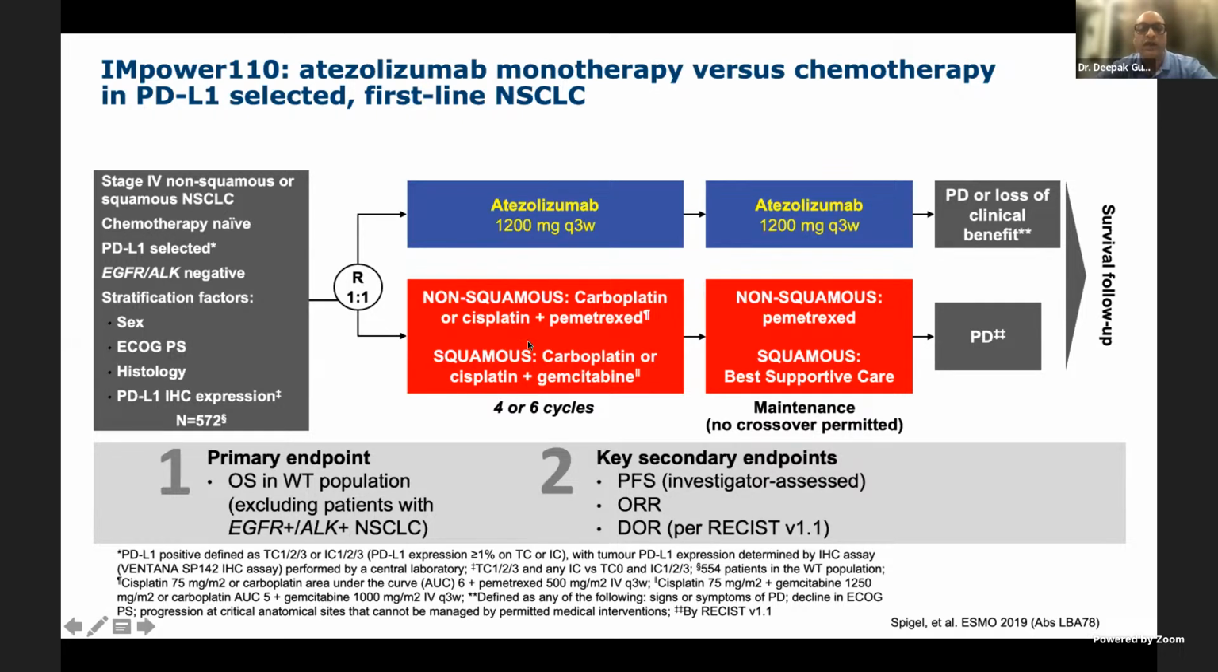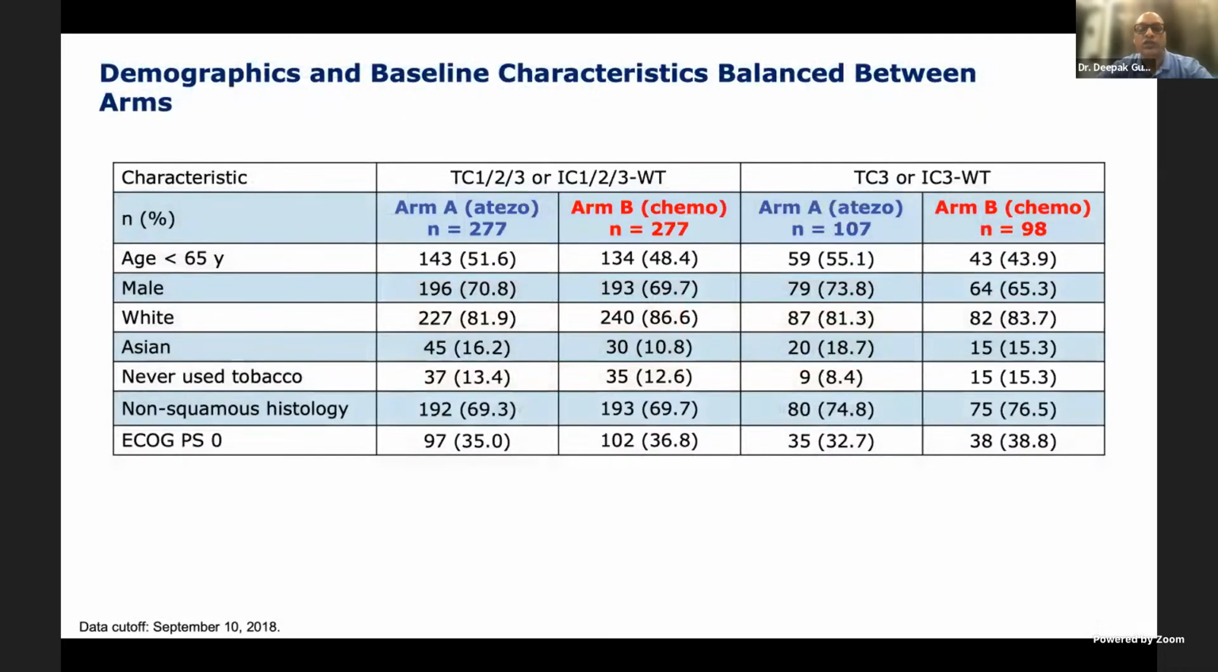And the chemotherapy arm contained pemetrexed-carboplatin for non-squamous and gemcitabine-carboplatin for squamous, followed by pemetrexed maintenance in non-squamous and best supportive care in squamous until disease progression. No crossover was permitted. The primary endpoint was OS in the wild-type population, and key secondary endpoints were PFS and overall response rates. These are the demographic and baseline characteristics, which are well balanced between the two arms.